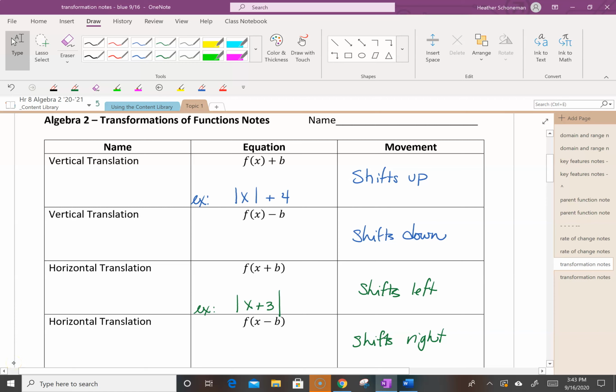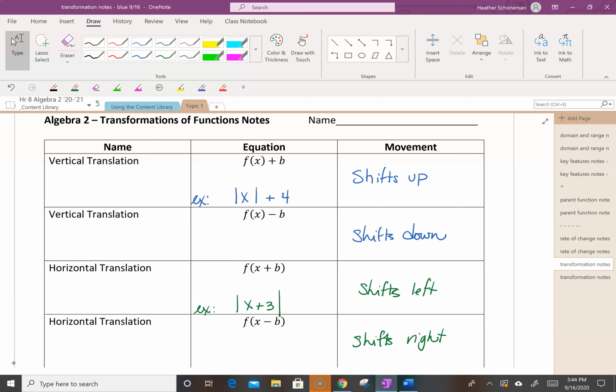All right, this video deals with transformation of functions. So we're going to take those parent functions that we learned the last few classes and now move them around the graph. So in our notes today, we're going to be graphing the parent function and then figuring out how the new function moved. So I've got this little chart that I've already got filled out, so you'll need to fill it out on your notes.